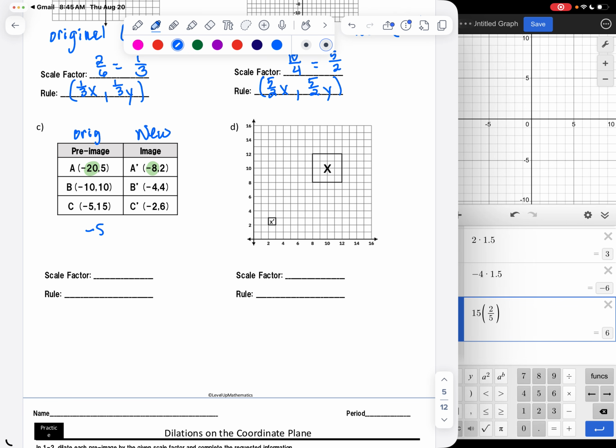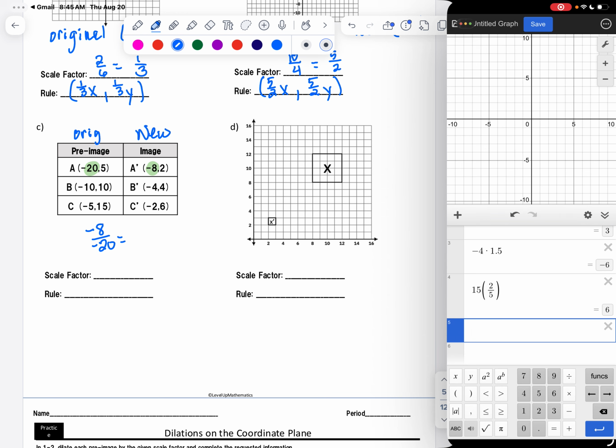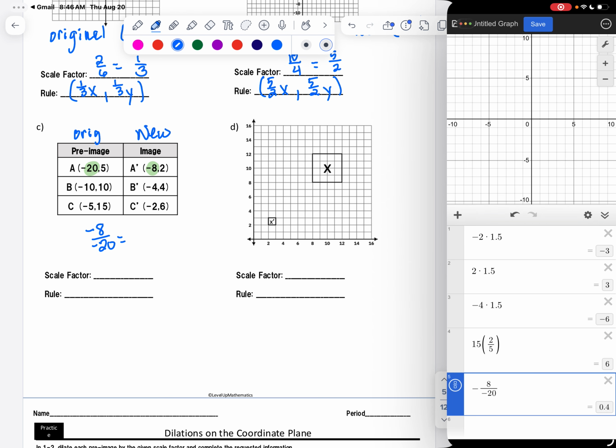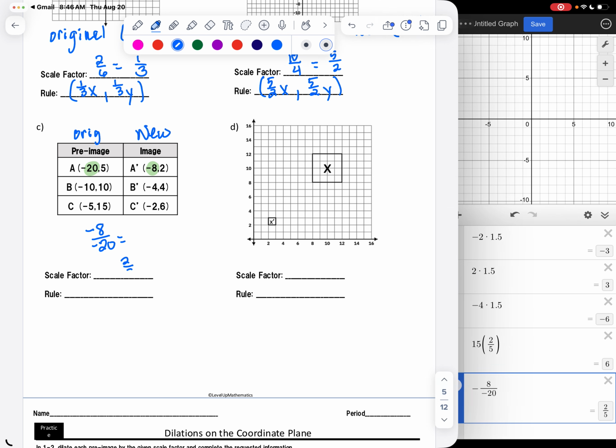I'm going to take negative 8 and divide it by negative 20. Now you can use your calculator if you want here. Negative 8 divided by negative 20. And that, whoops, I meant to write 20. And that's going to give us 0.4. I want to write that in fraction form because usually on standard tests, they're going to give you the scale factor in fraction form, 2/5. So our rule is 2/5 x, comma, 2/5 y.